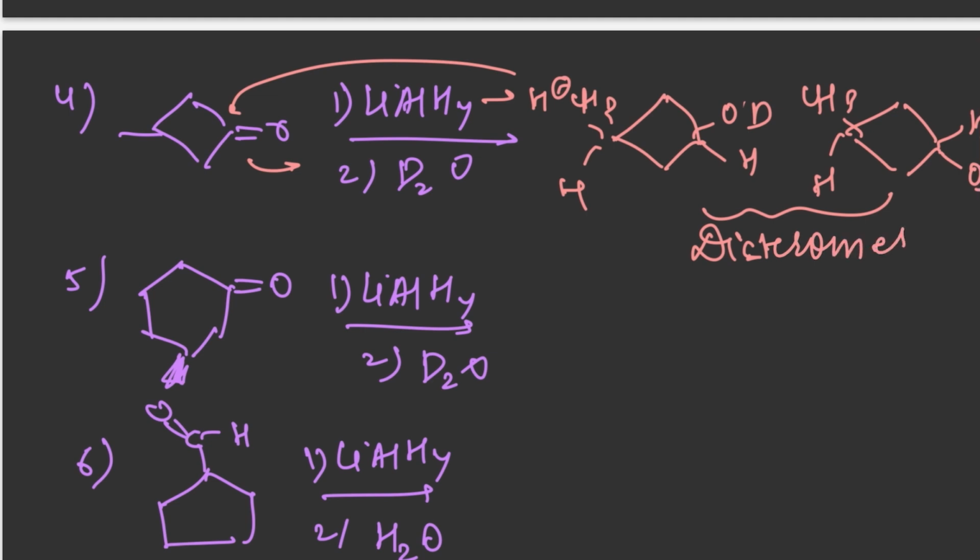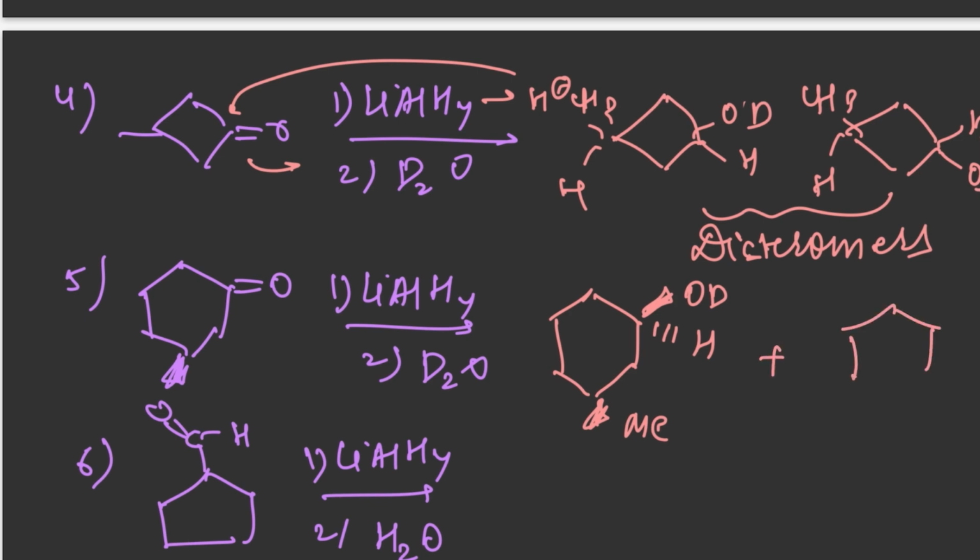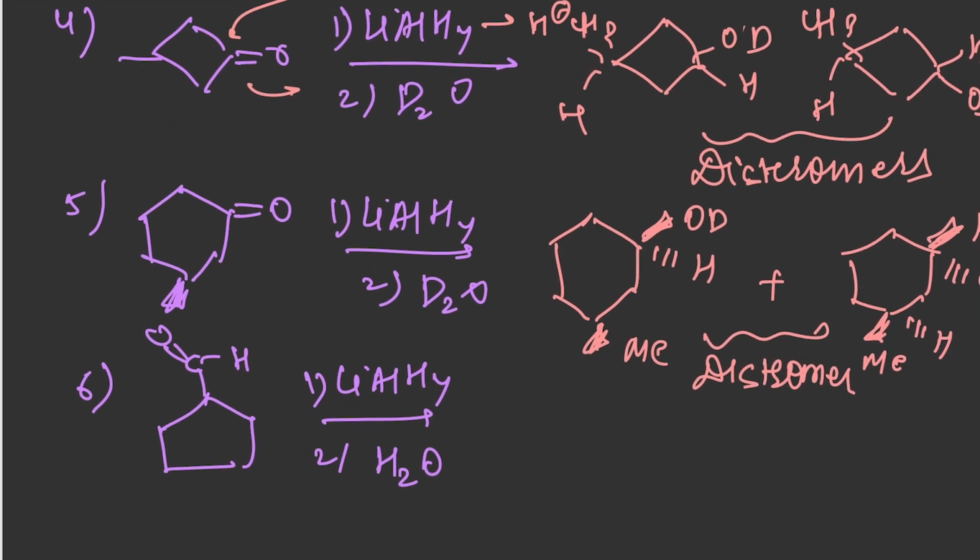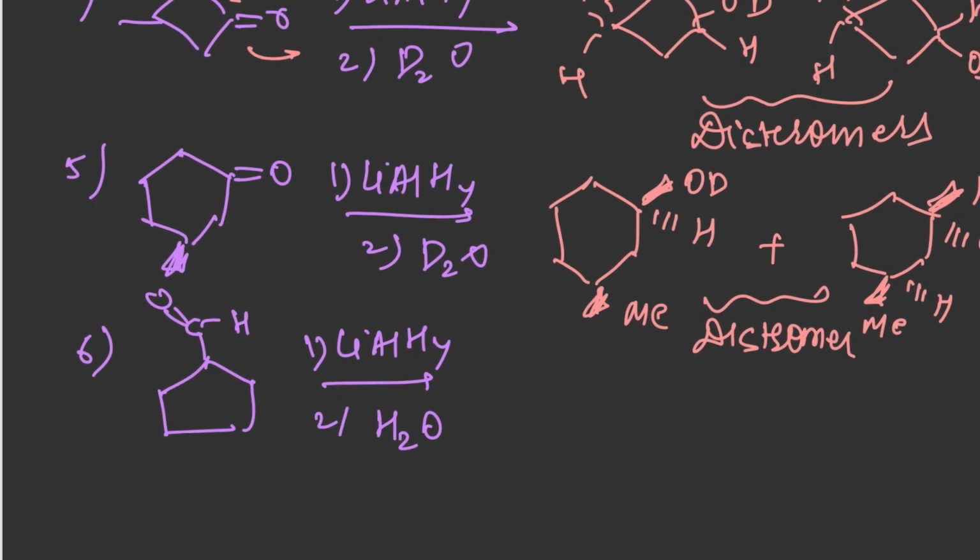Next we have the LiAlH4 reaction. OD then H, Me plus H and OD, Me and H. These two also are diastereomers. Third we have a reaction with LiAlH4, so it will form simple CH2OH.